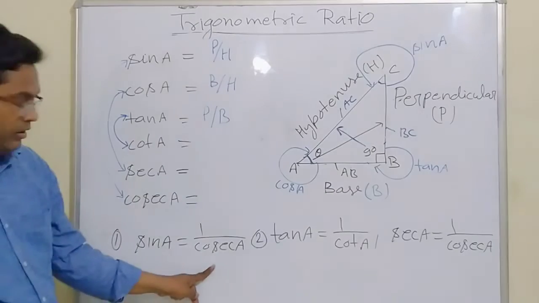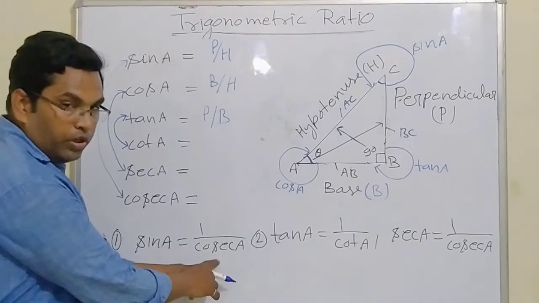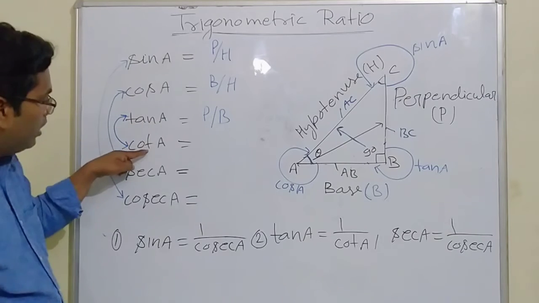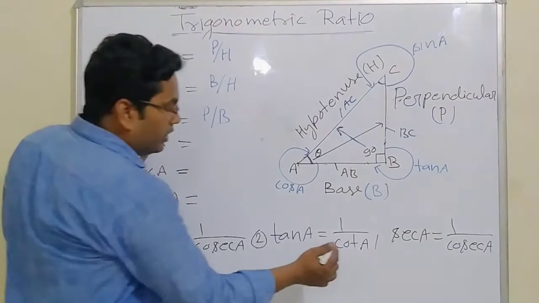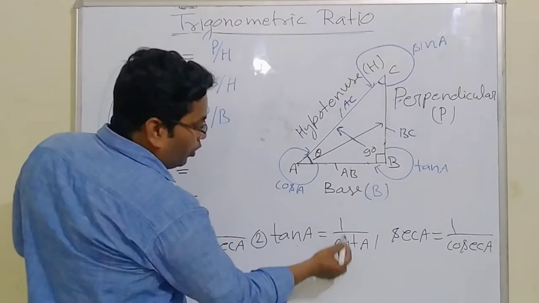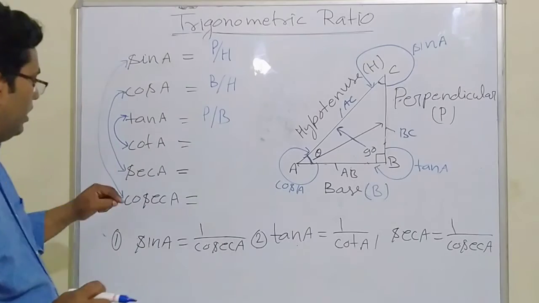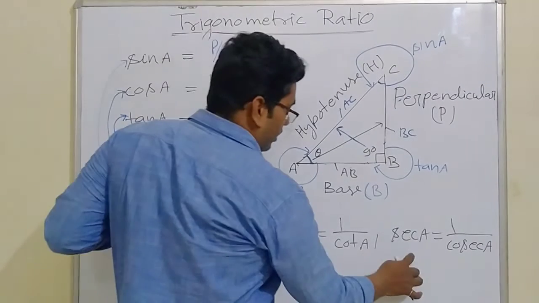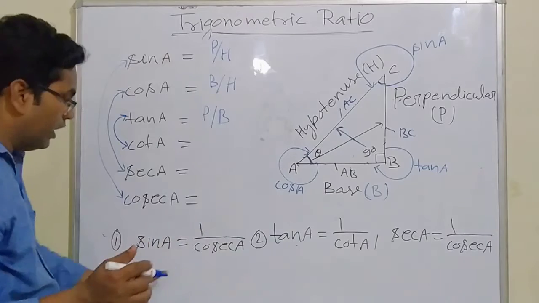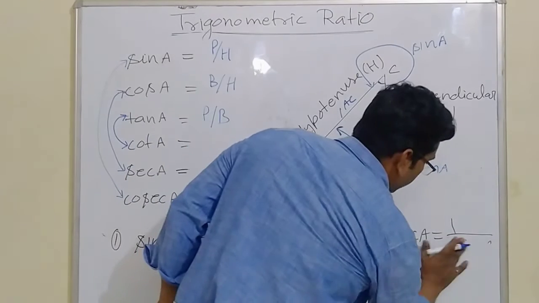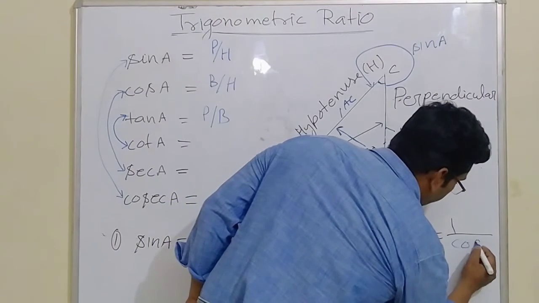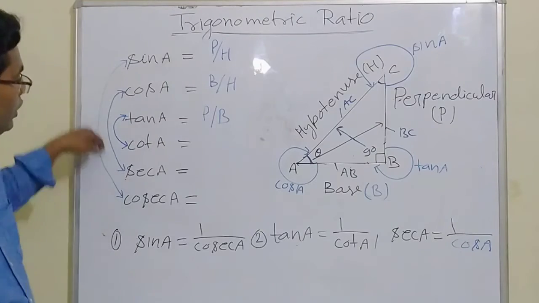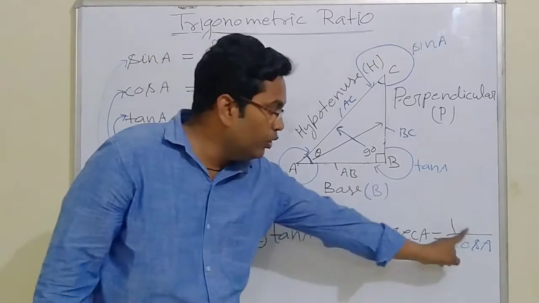We can write here sin A is equal to 1 upon cosec A. Similarly, tan A, opposite to cot A, means tan A is equal to 1 upon cot A. And cos A is the reverse of sec A. Sec A, opposite to cos A, means sec A is equal to 1 upon cos A.